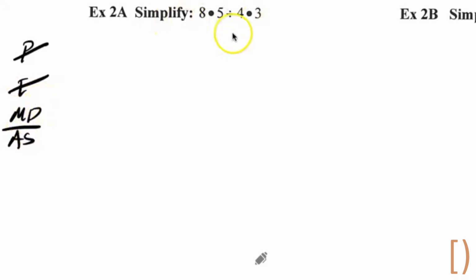Since these are all multiply and divide, which are all on the same line, we're going to go left to right. So we're going to do 8 times 5 first, which is 40. And then we're going to divide by 4 and times 3. Again, they're still multiply divide, so we're just going to go left to right. So we're going to do these two first.